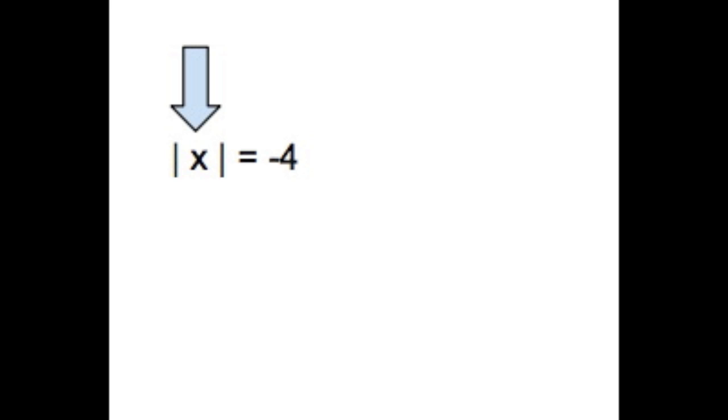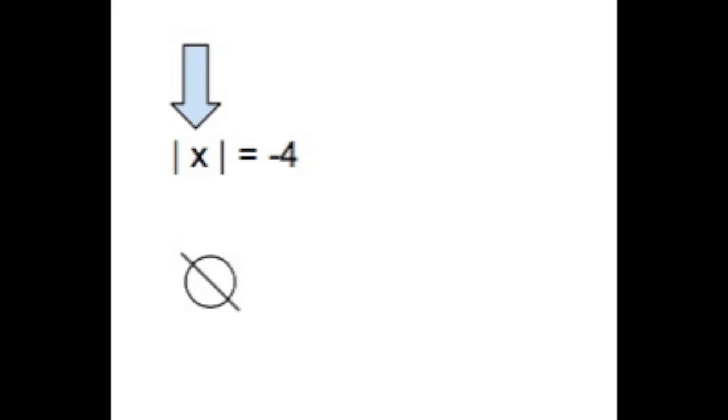We know that this cannot be the case because when we solve an absolute value problem, it can never be a negative number. So when we have an absolute value expression that is equal to a negative number, like this example, it is no solution. This is the symbol for no solution.